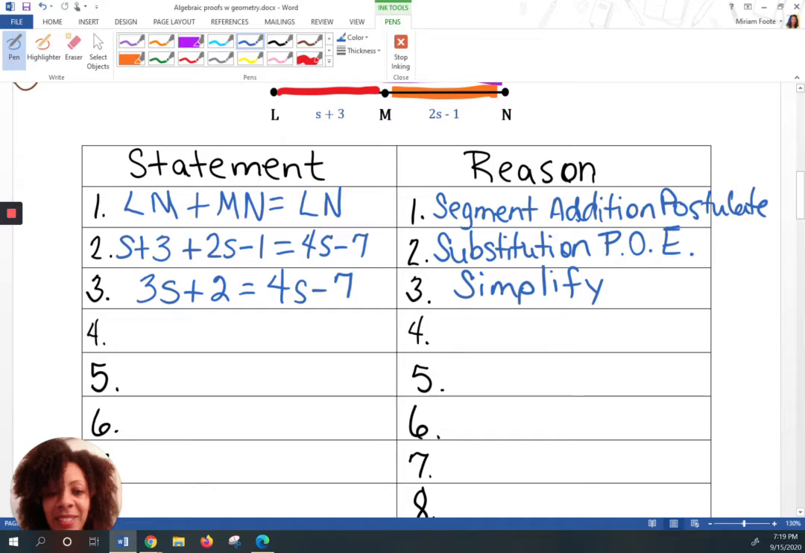So now what do I do? Well, I want to subtract 3s on both sides. And when I did that, again, what did I just do? Subtraction.